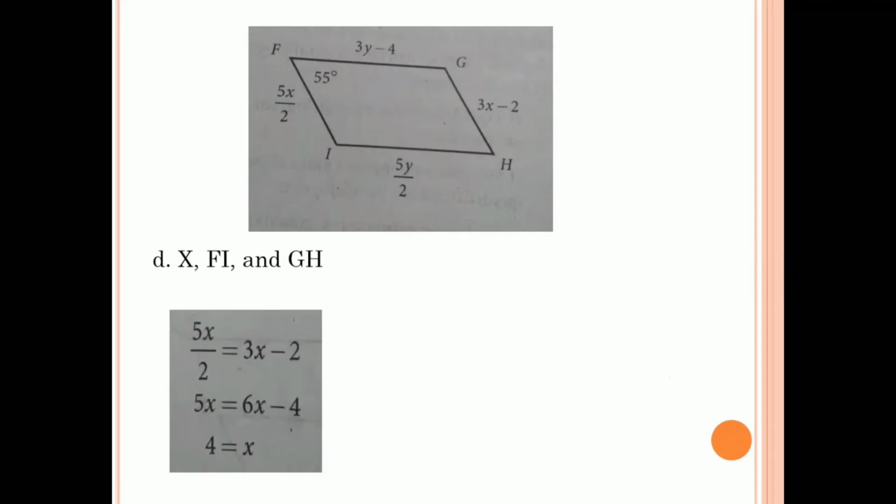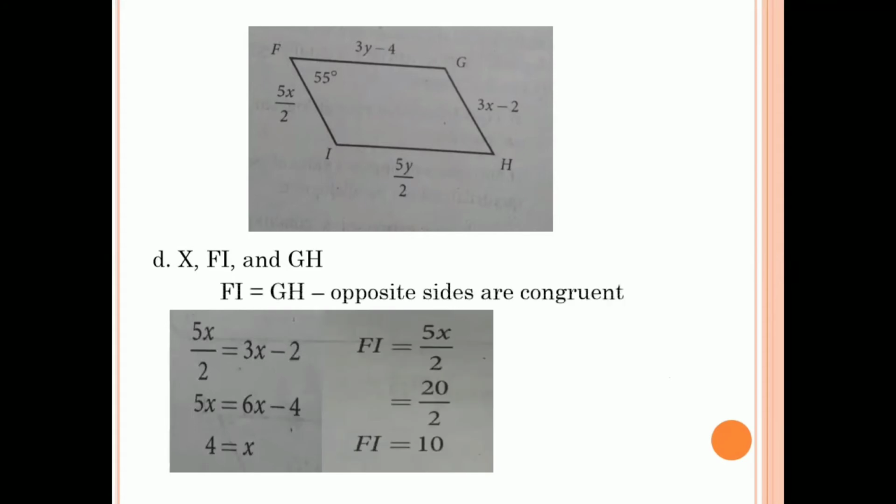How are we going to solve? The segment FI and the segment GH are opposite sides, right? So meaning the opposite sides are congruent. It means that this 5x over 2 is equal to 3x minus 2 because they are opposite sides and they are congruent. So we are going to equate them. Then 5x over 2 equals 3x minus 2.